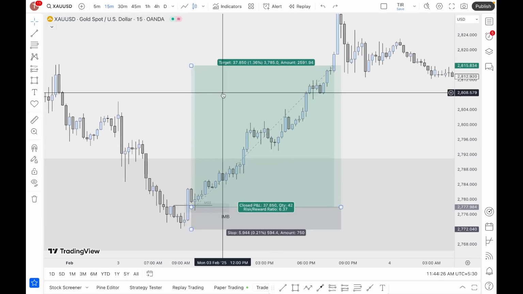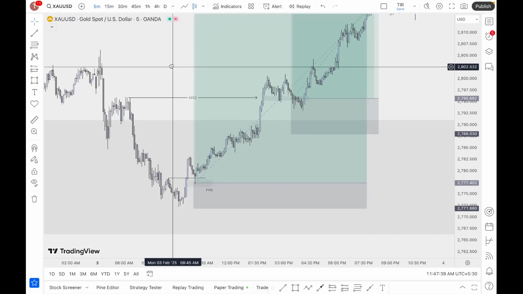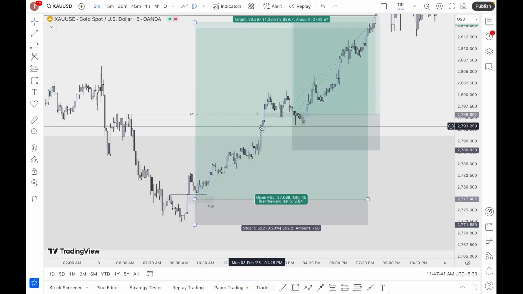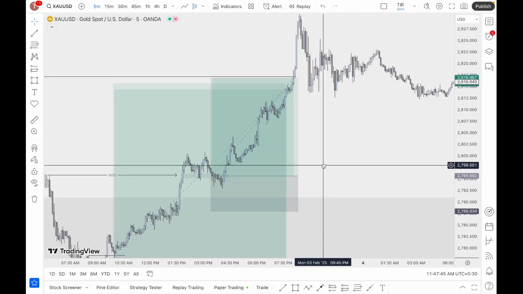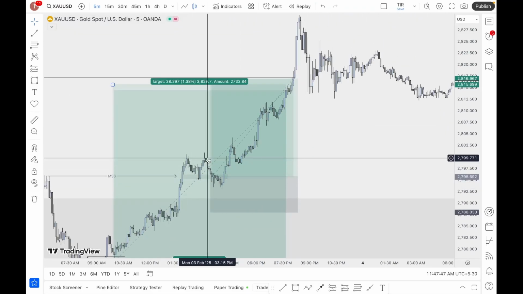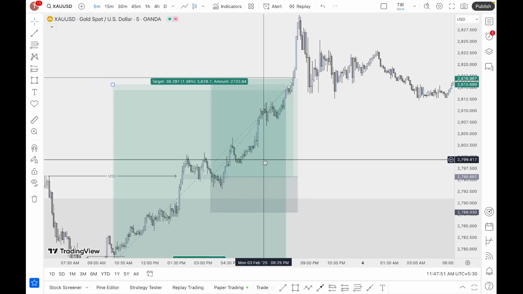Let me clear this up. So this is how we plan for an entry. If you miss this type of entry from here, we can also plan an entry from here. If you also miss this entry, we will look for the break of structure, we will look for the imbalance, and then enter from here.